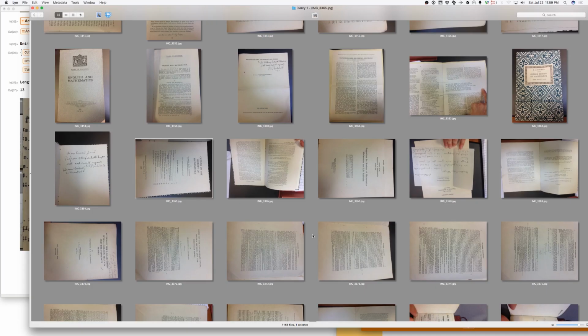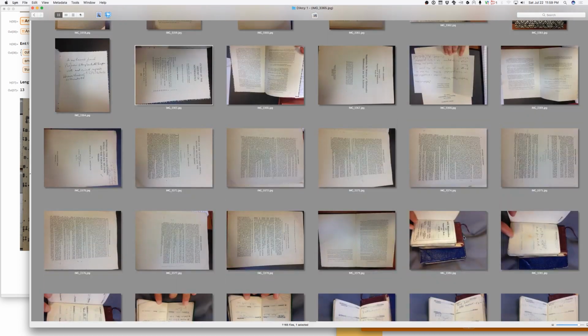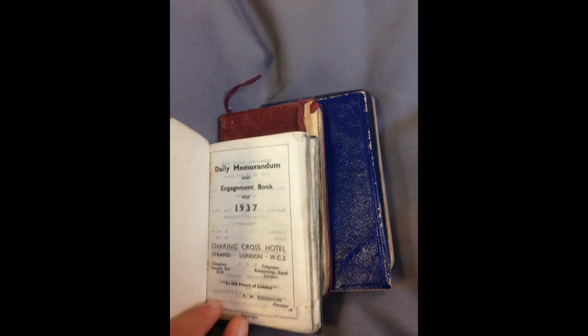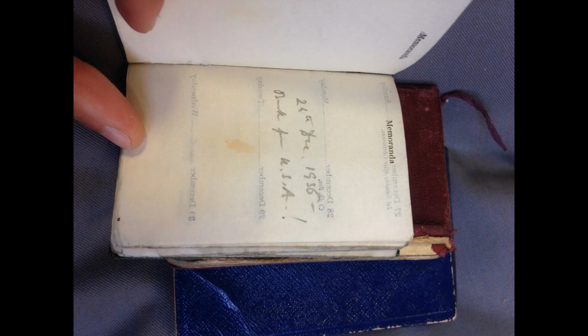Summary of the history of mathematics. Alright, I don't think we need to look at that right now. What's this here? Daily Memorandum and Engagement Book in 1937. Okay, that's interesting. The telephone at the Charing Cross Hotel appeared to be Temple Bar 9191, and telegrams could be sent to that address.